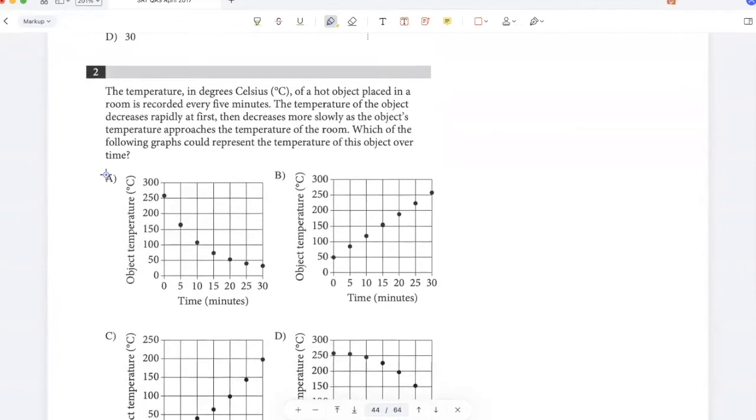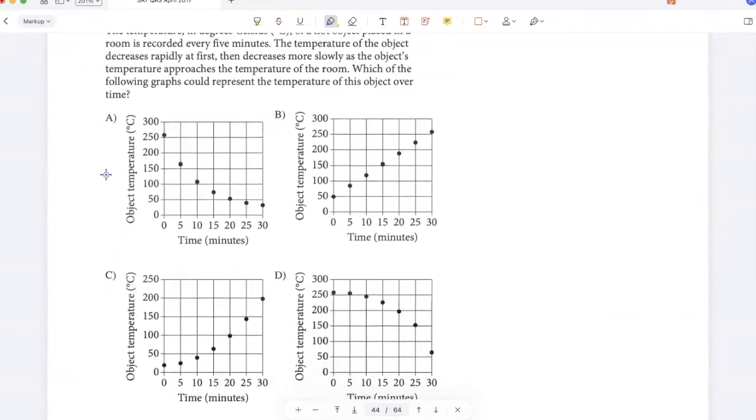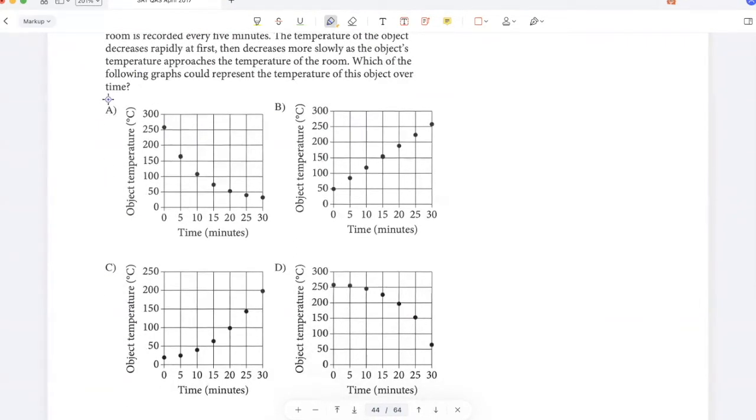The temperature in degrees Celsius of a hot object placed in a room is recorded every 5 minutes. The temperature of the object decreases rapidly at first, then decreases more slowly as the object's temperature approaches the temperature of the room. Which of the following graphs could represent the temperature of this object over time? So that would be option A, because you can see that it is falling more rapidly initially and then less rapidly as time goes on, right? So A is the best answer.